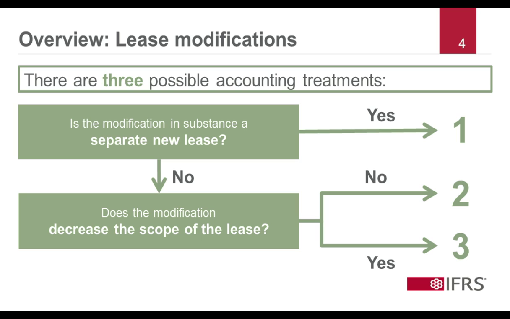If the modification does not represent a separate new lease, then a lessee needs to assess whether the modification decreases the scope of the existing lease. The accounting treatment differs because if there is a decrease in scope, then a lessee will need to think about any gain or loss arising on the element of the existing lease that has been terminated. And we'll talk in a bit more detail about each of these scenarios in turn.